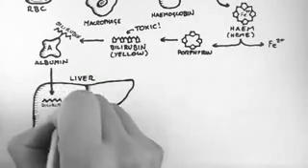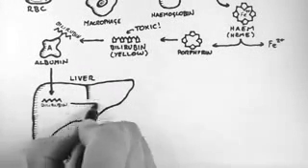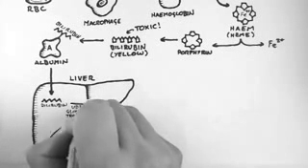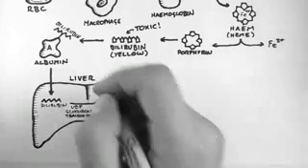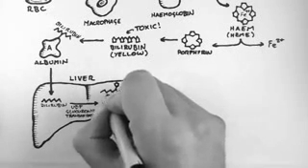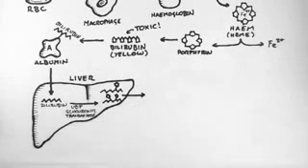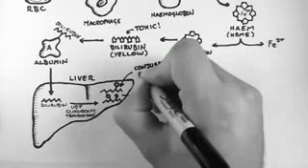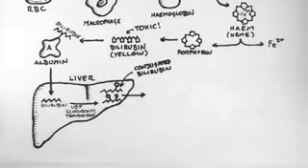Once inside the liver, an enzyme called UDP glucuronyl transferase attaches glucuronic acid to the bilirubin. In this way, it makes bilirubin less toxic and more water-soluble. We call these molecules conjugated bilirubin, as opposed to the unconjugated bilirubin prior to the attachment of the glucuronic acid. We'll discuss this process in more detail in the next video.